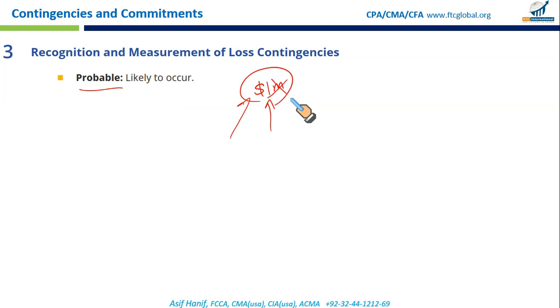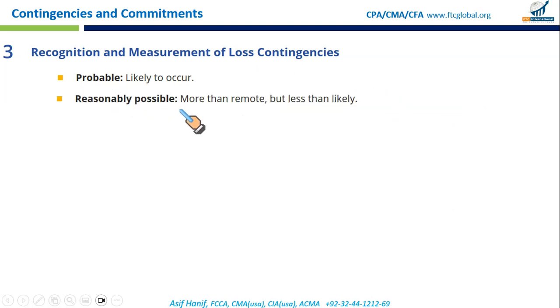If the exact amount isn't available and we have a range, like maybe $600,000 to $900,000, in this case we take the lower amount. Next, reasonably possible: more than remote but less than likely. It means the loss might happen, but isn't certain like the probable one that we have here.